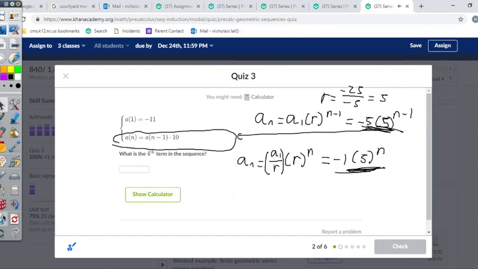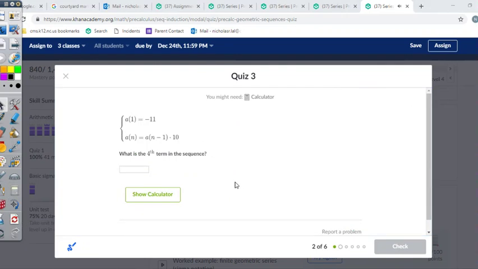Check it. That's right. Clearing annotations. What is the fourth term in the sequence? a1 is equal to negative 11. a n is equal to a n minus 1 times 10. So it gives us right here that r is equal to 10, because this is multiplying, so it's a geometric sequence.